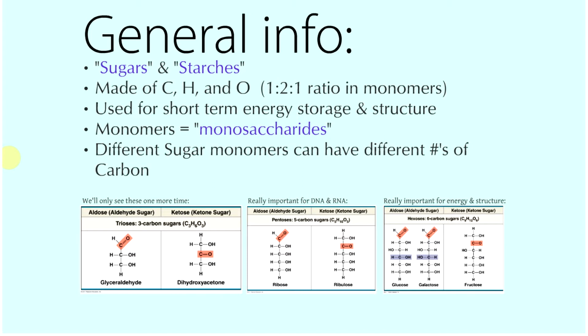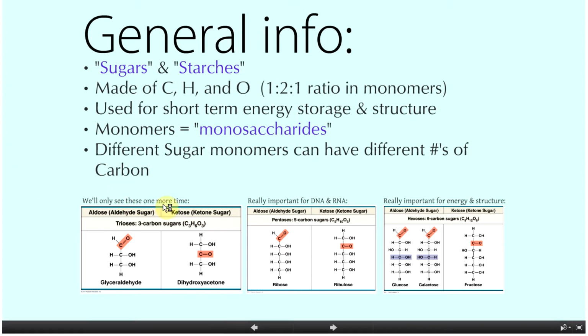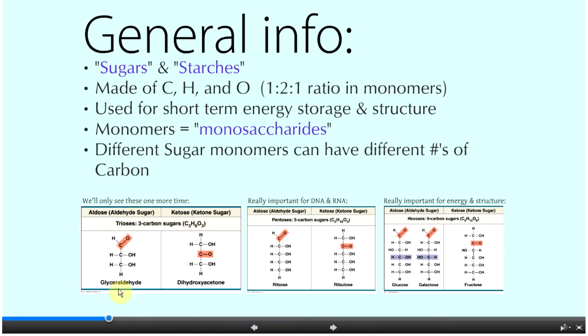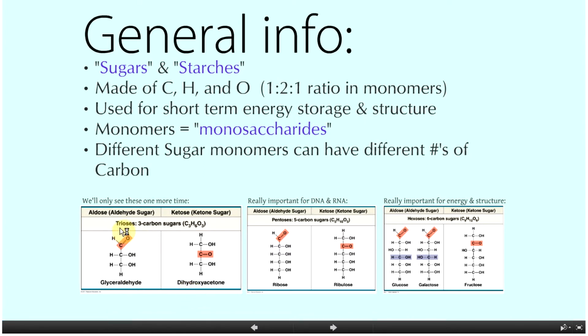We can have sugar monomers that have slightly different structures and sizes. The smallest sugar monomer that I know of has 3 carbons. You have 2 3-carbon sugars pictured at the bottom here, glyceraldehyde and dihydroxyacetone. I think I pronounced that right. And because they have 3 carbons, we call them triose sugars, tri meaning 3.